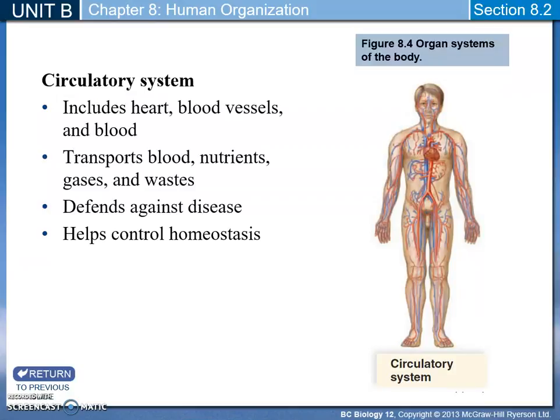Then the circulatory system includes the heart, blood vessels, and blood, and it transports blood, nutrients, gases, and waste, defends against disease, and of course helps control homeostasis.